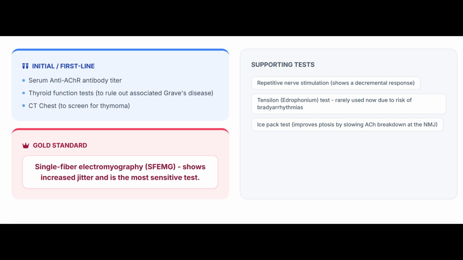This is our most sensitive test, specifically looking for increased jitter.